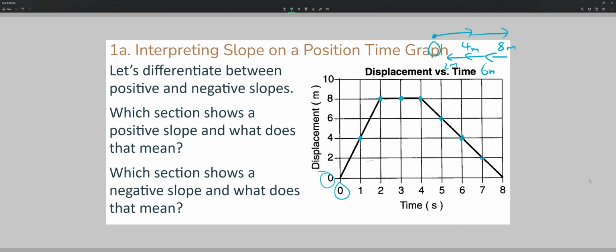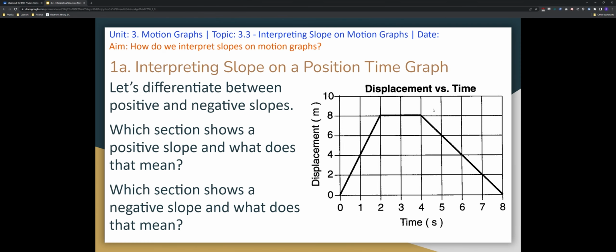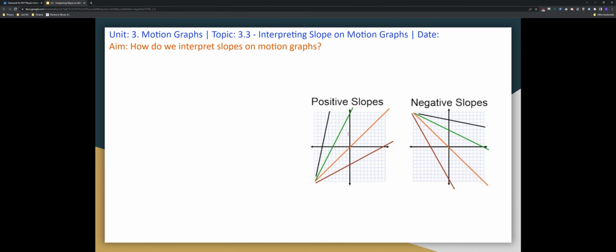Now, we have to figure out which section shows you a positive slope, and what does that mean? Well, you should know that an upward slope represents positive slope. So if you have an upward going slope, you will have a positive slope. And if you have a downward slope, you will have a negative slope.